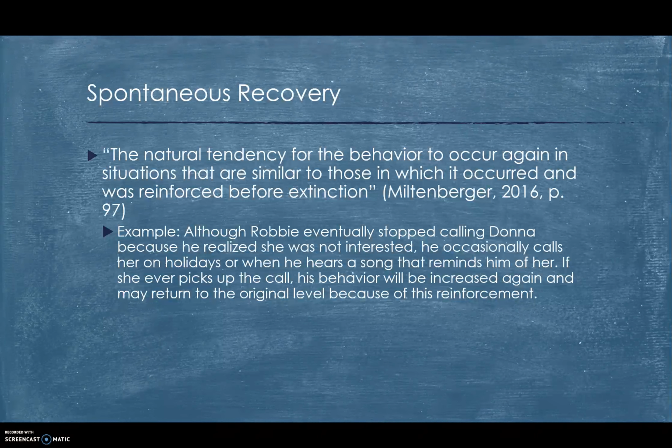And so when this reinforcement occurs, even after a long period of time, the behavior then probably would increase because of the reinforcement of Donna picking up the phone call. So we have to be careful not to allow that reinforcement to occur in the future, even after the extinction process is already done with. There's still potential for spontaneous recovery if reinforcement is presented.